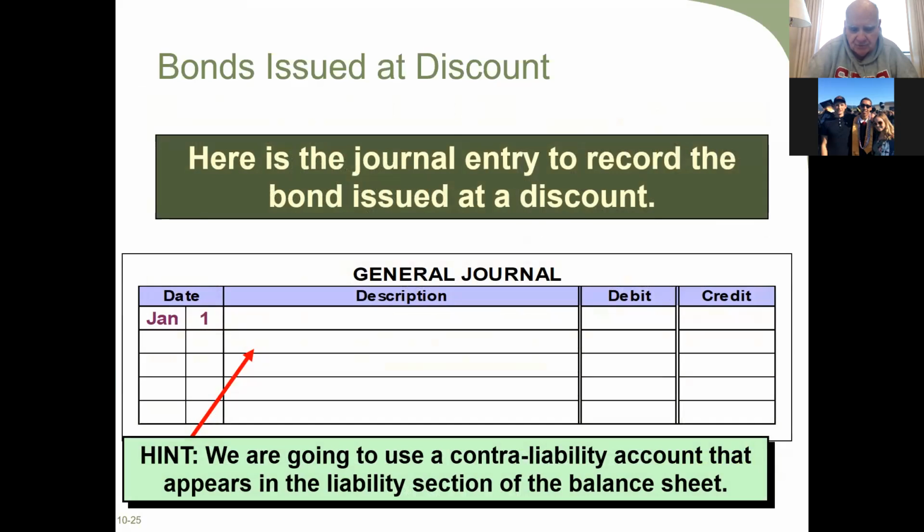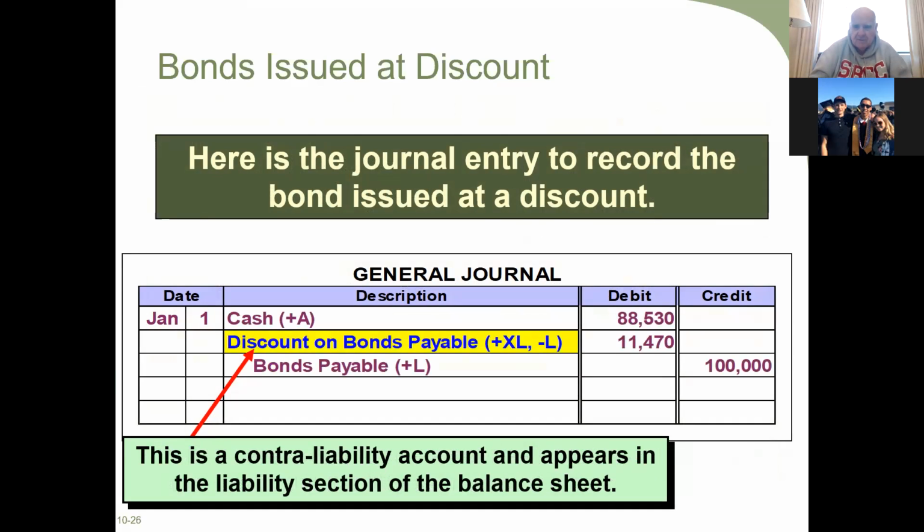Okay, bonds issued at a discount. We know we have to pay the $100,000 back, so that's going to be our note payable. Now look at the rest. The present value of that investment, that principal, plus the annuity equals $88,530. Thus, we're going to get a check in the mail for that amount. We have to pay back $100,000, so we're getting killed with this discount here. This discount is a contra liability account, contra liability.